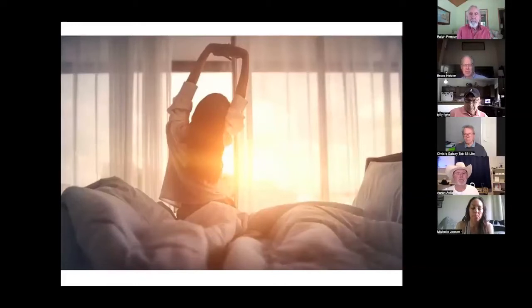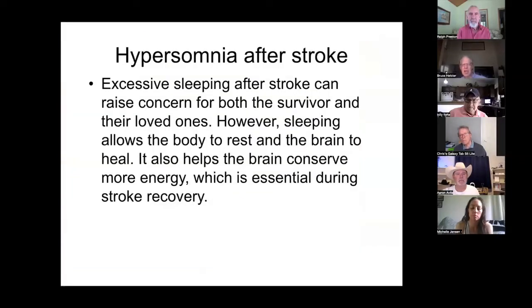Well, this is a person awaking from sleep but still feeling tired. That's hypersomnia after stroke. Excessive sleeping after stroke can raise concern for both the survivor and their loved ones. But sleeping allows the body to rest and the brain to heal. So it is important with this hypersomnia after a stroke. It helps your brain heal.